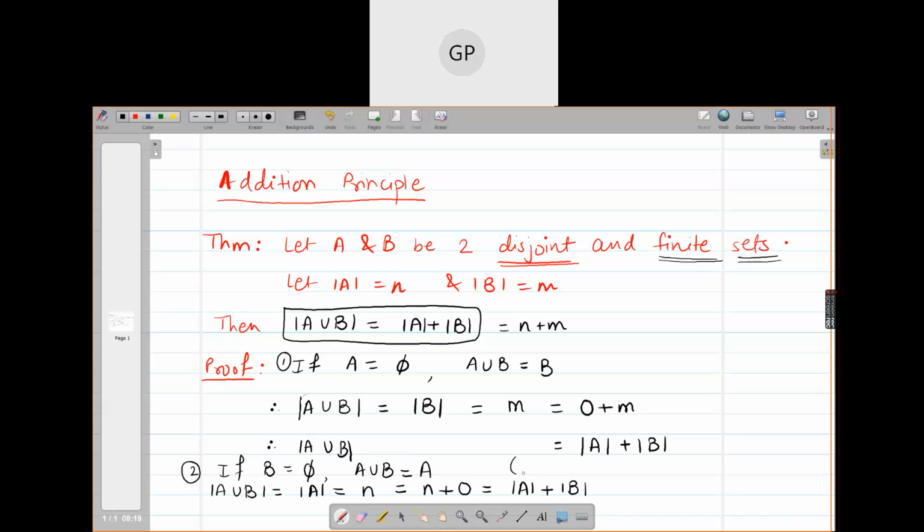As B is phi here, the cardinality of B is equal to 0. And here, as A is phi, the cardinality of A is 0. So we have proved this if either of the sets is phi.